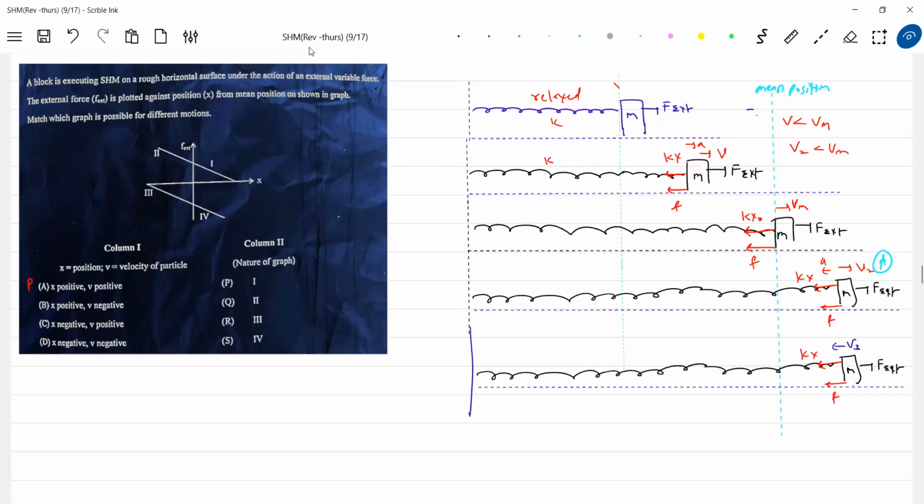So it will acquire velocity. From here, what happens? The force will be, it will undergo retardation here, no? Velocity will be decreasing and will come to rest. Then friction will be backward. Friction backward, spring force will be acting.